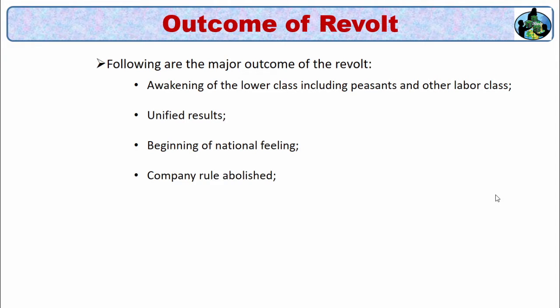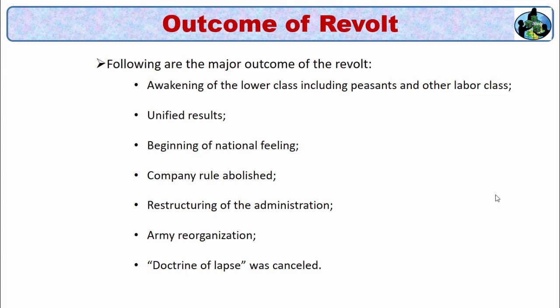East India Company rule was abolished. Administrations were restructured. Armies were reorganized. The Doctrine of Lapse was cancelled. Moreover, the failure of the 1857 revolt commenced a new era and gave a feeling and sense of nationalism in Indians' minds. Thank you.